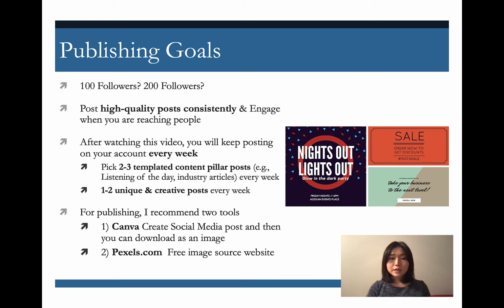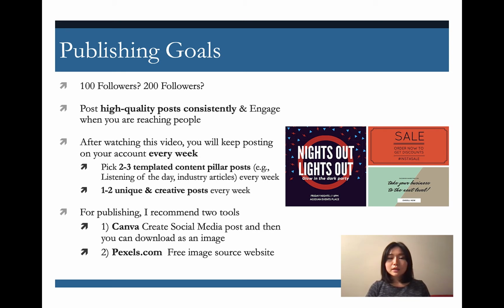So pick 2 to 3 templated content pillar posts. It could be based on what industry that you're in, what kind of business that you created on Instagram. I would like to see, for instance, listing of the day, industry article, or any health tips if you're doing anything related to health. 1 to 2 unique and creative posts every week. So at the end of the week, you'll have 3 to 5 posts for about 8 weeks, right? For publishing, I recommend 2 tools.